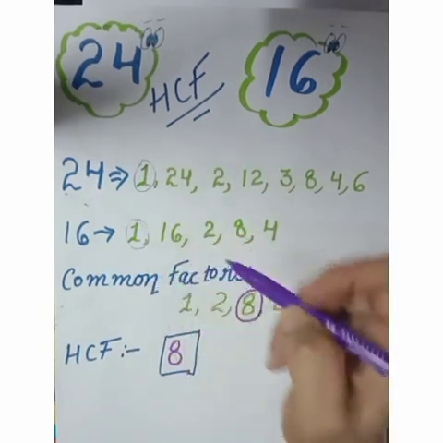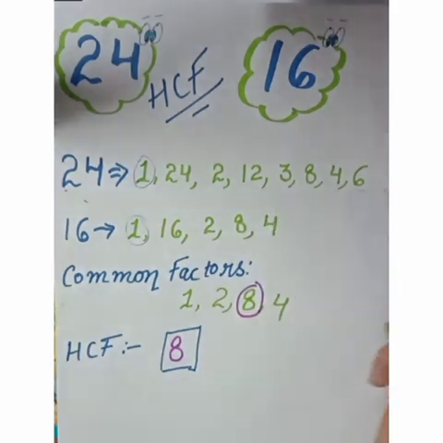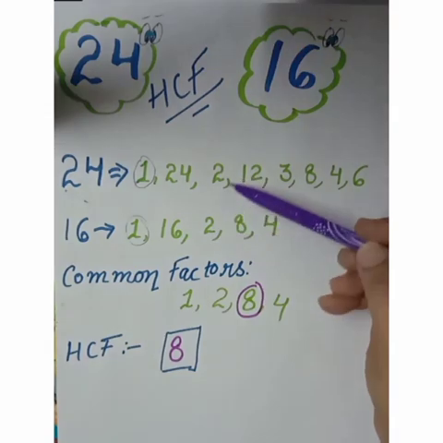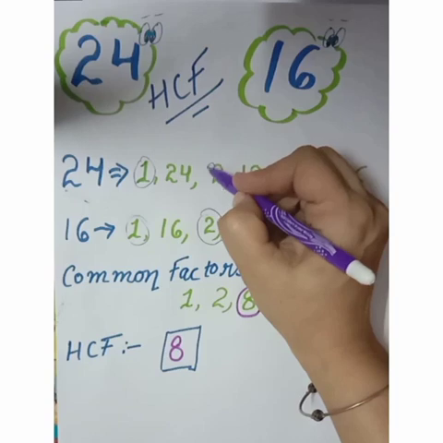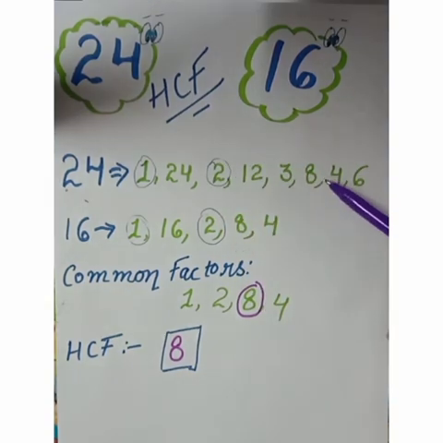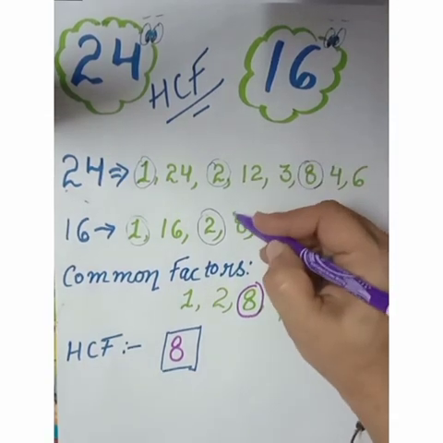Now we'll check further. The next number is 16. Is 16 there in 24? No, 16 is not there, so we will not take it. The next number is 2. 2 is there in 24 also, so we can take the number 2 as common. Now the next number is 8. Is 8 there? Yes, 8 is there in 24. So we'll take 8 also, and we will circle number 8.